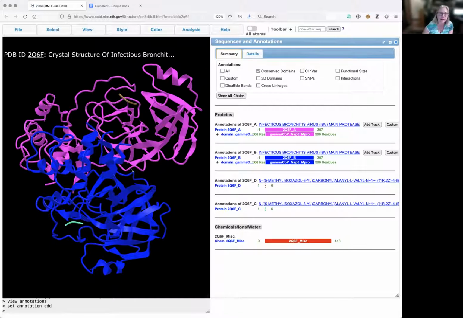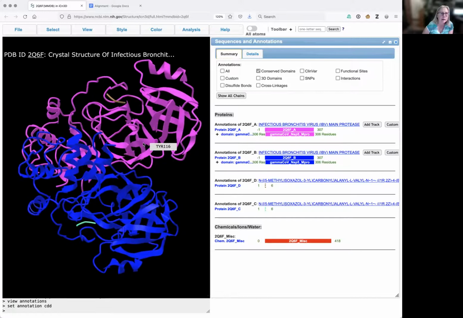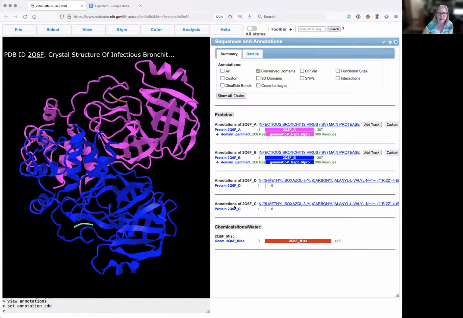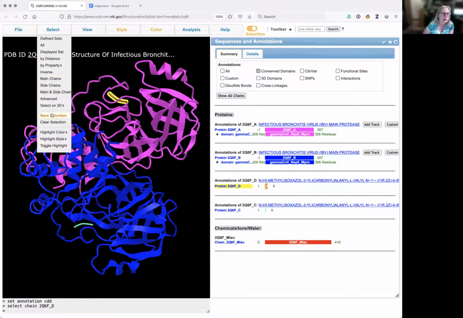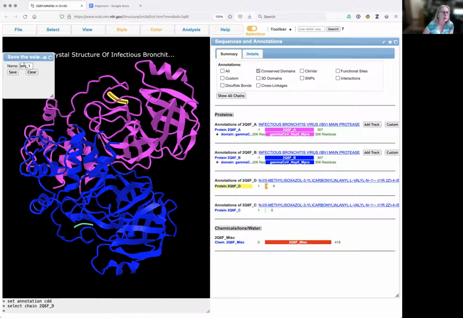So I'm going to pick chain A, and I want to take a look at this inhibitor that's binding. I'm looking at the brown one, because that's the one that's binding chain A. I'm going to click the name of the protein here, and you can see it highlighted. I'm going to save that selection, and I'll call it inhibitor so I can find it easily later on.